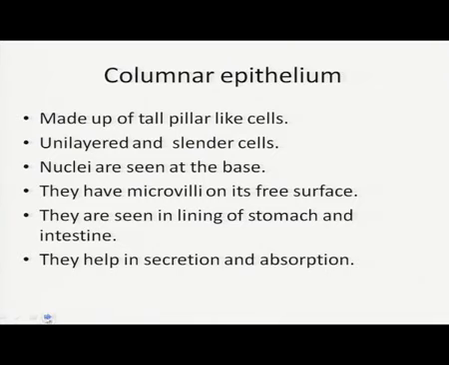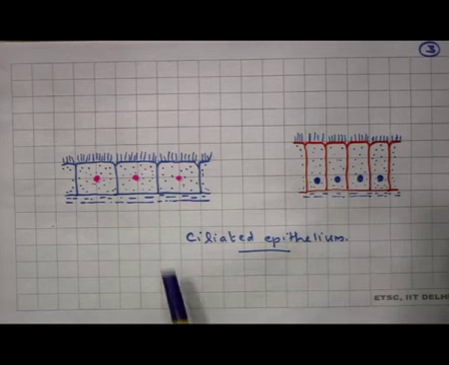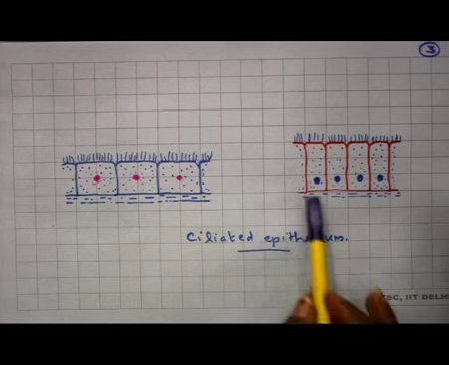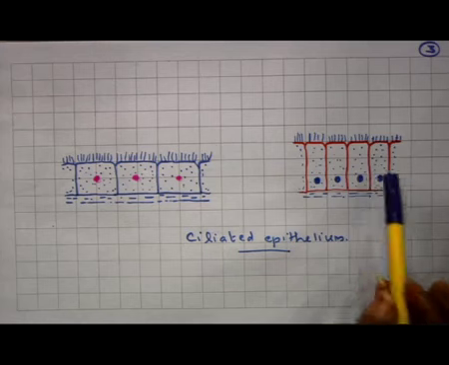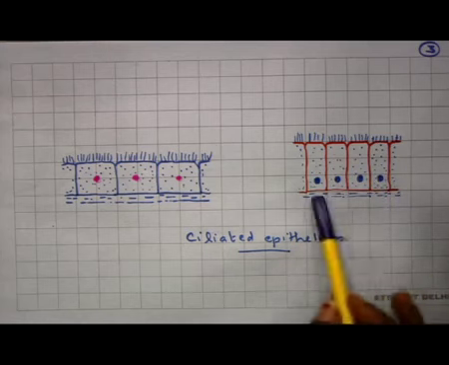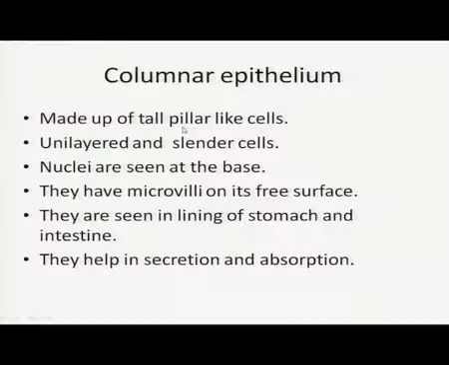Now, coming to columnar epithelium. Here you can see the columnar epithelium. They are tall, long and pillar like cells. See how many layers of cells? Only one layer of cells that is arranged on the basement membrane. So, they are unilayered, they are tall, they are pillar like and they are slender cells.